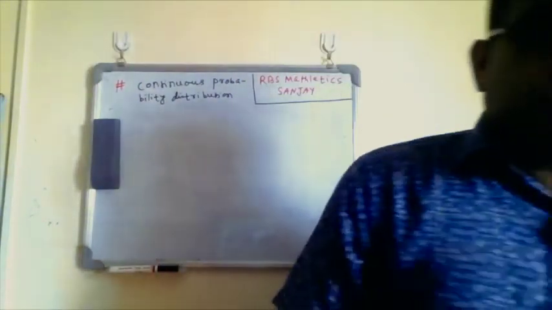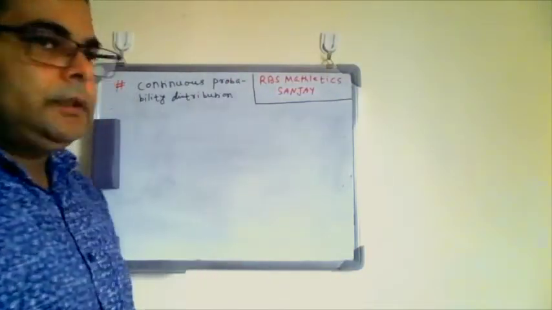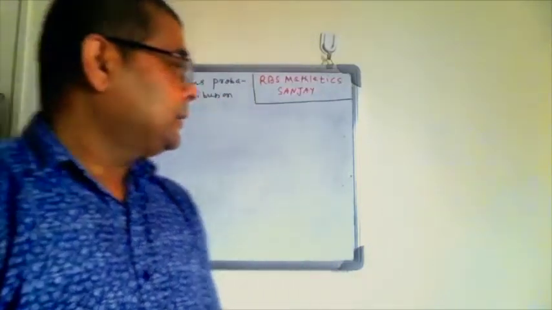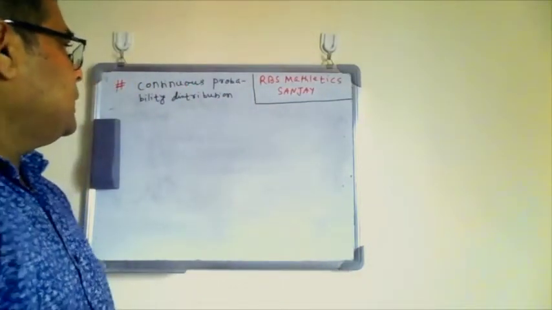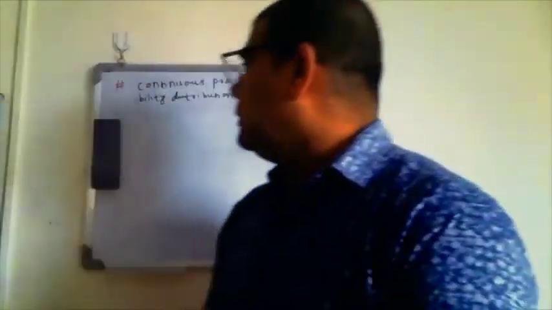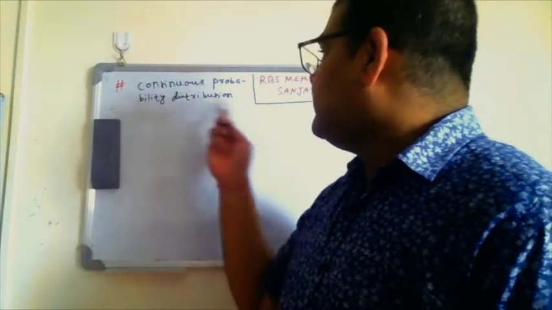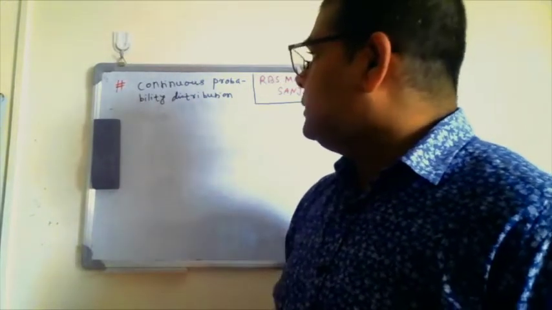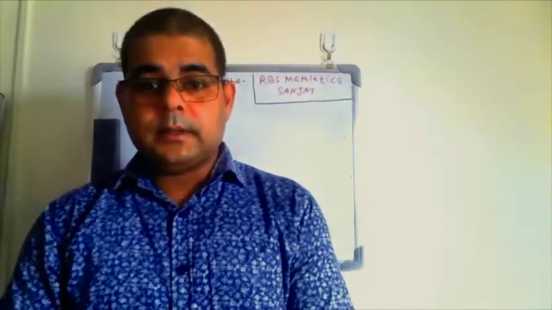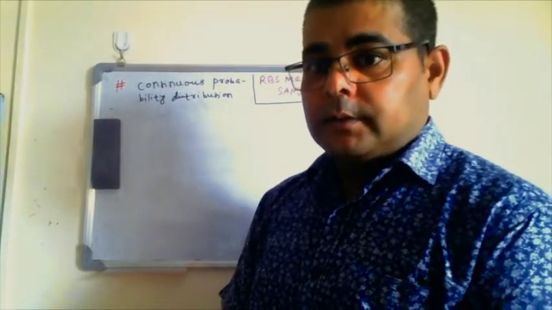So here in this chapter we'll discuss what is called continuous probability distribution and how we deal with problems related to such distributions. In this class I'll try to cover almost all ideas about this probability distribution so that your CIE exam questions will be covered. So let's start now.